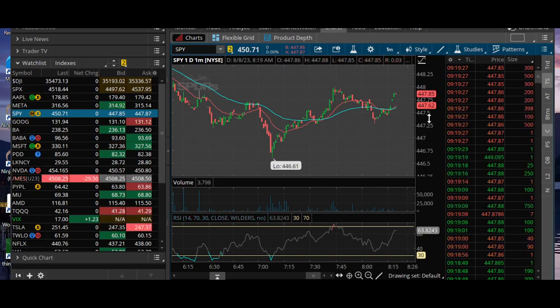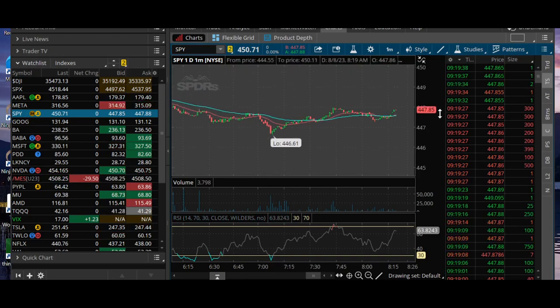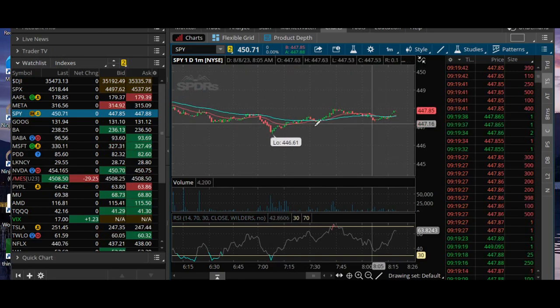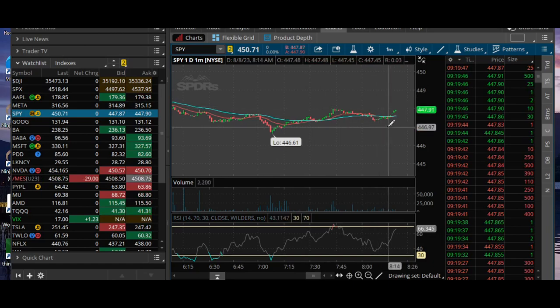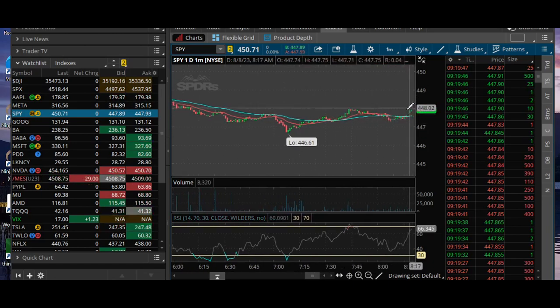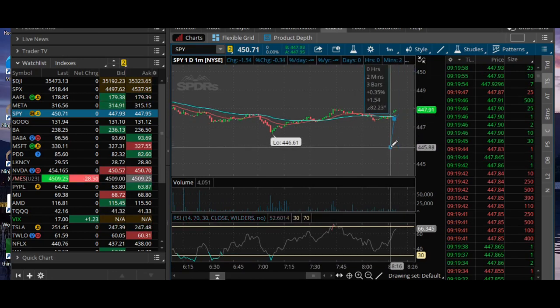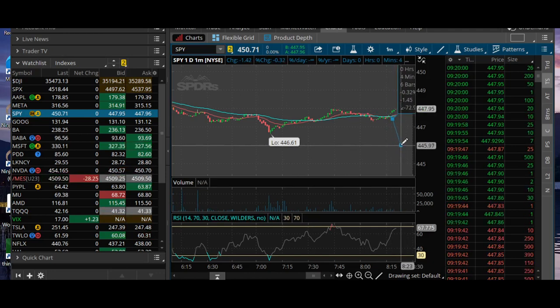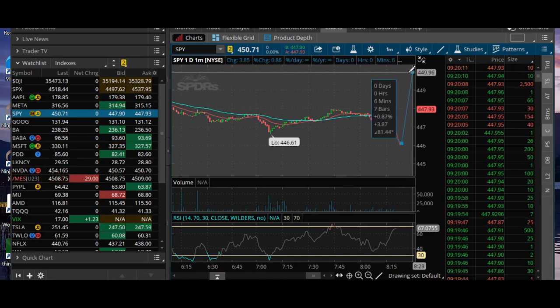So today what I think it should repeat, okay? Repeat yesterday's pattern. So it should pull back down to 446, I expect. Okay, then we will bounce up and go higher. I would say 450. Okay.